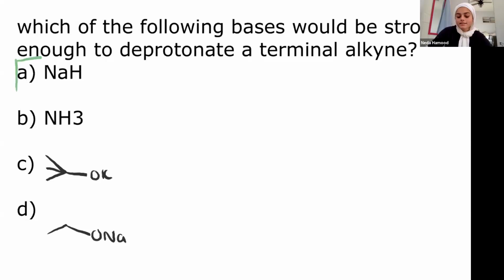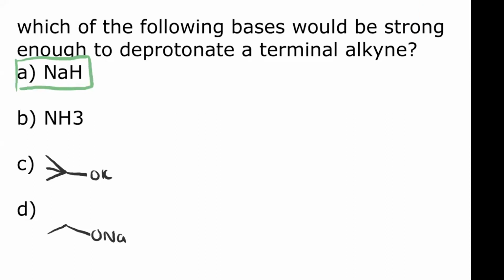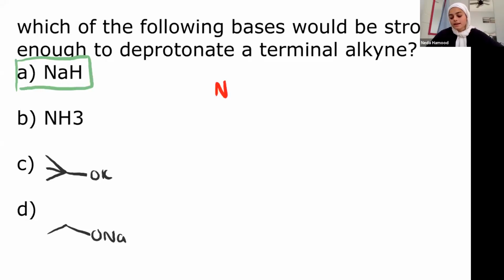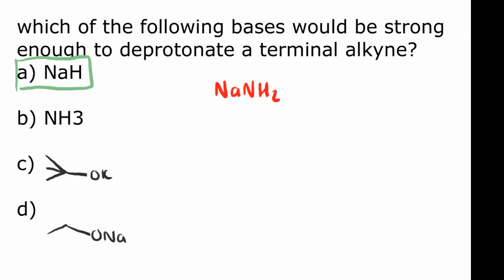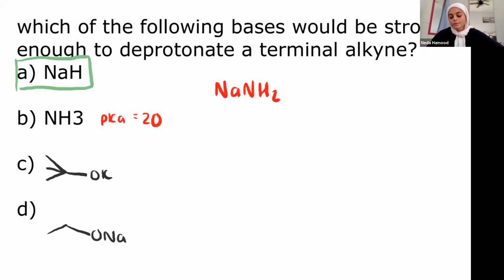The answer is A. And what is the other one that we would be able to use? Is it NaNH2? Yep, awesome. The other option is NaNH2, and this is NH3, which has a pKa of 20. And remember, terminal alkynes have a pKa of 25. So this one, just for reference, has a small pKa. I'm not really sure what it is, but this pKa is 18.